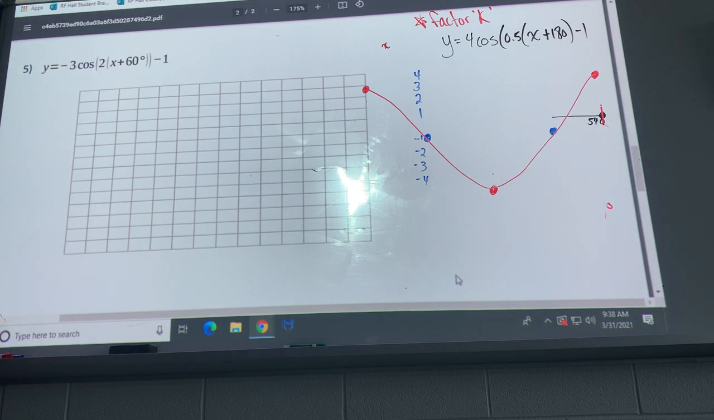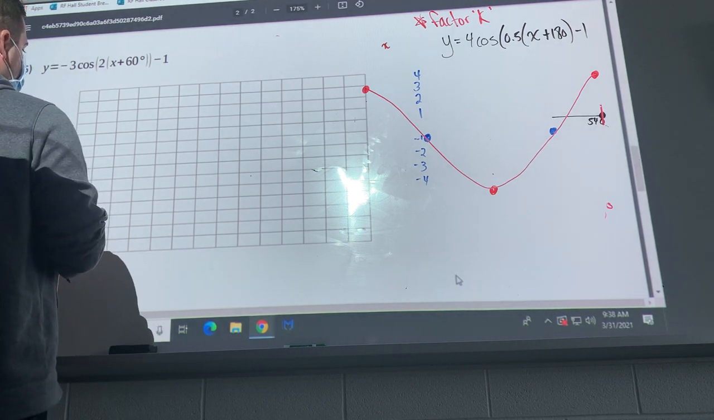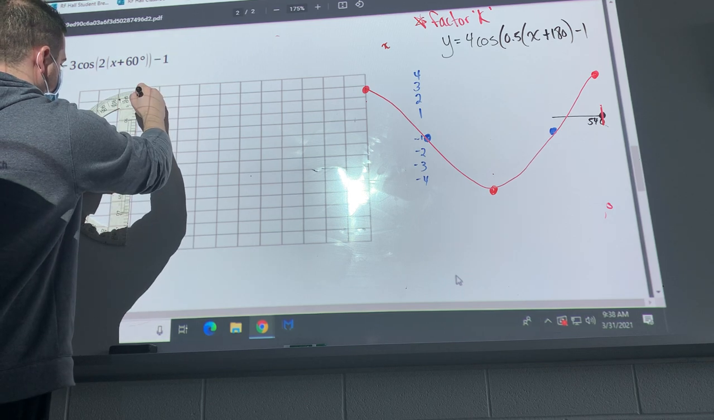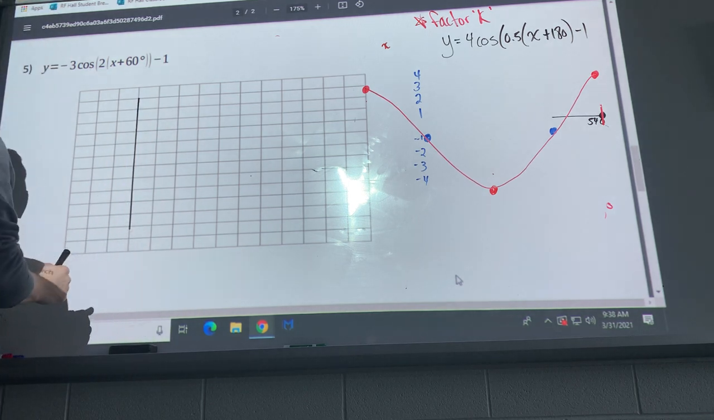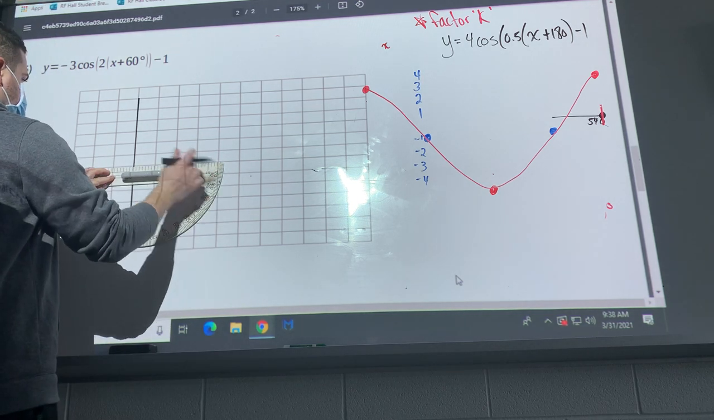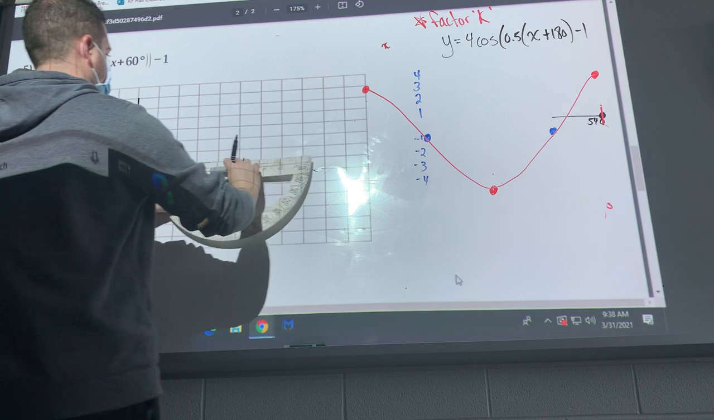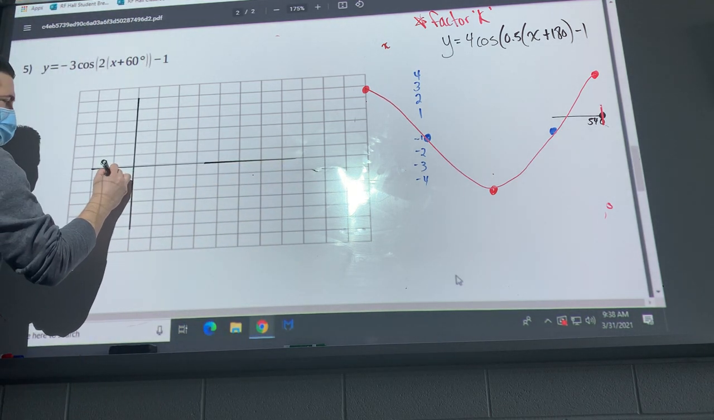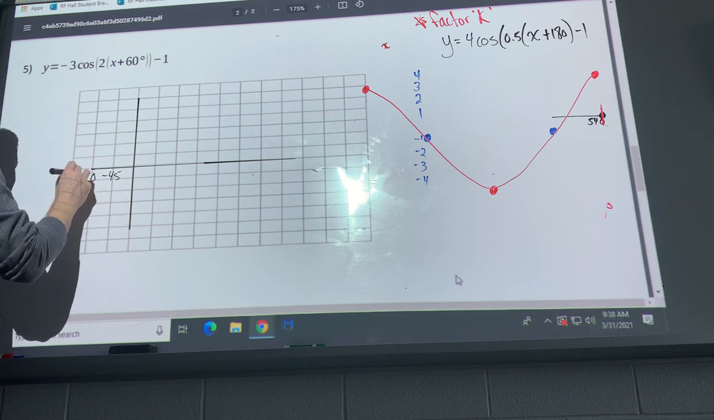Right in the middle. Beautiful. So start at negative 360, go by 2, 180, 360, and go by 45s. Ooh, that's going to be ugly. So I'm going by 45s, and you'll see why.